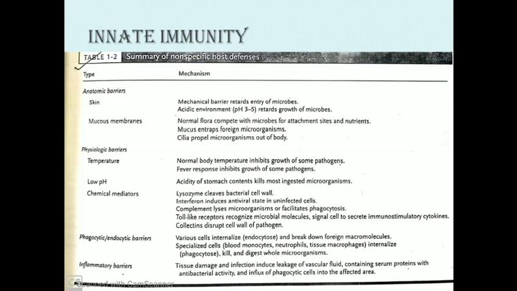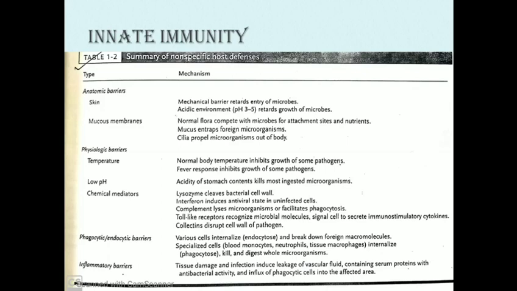Next is the physiological barrier. Now, what is a physiological barrier? First is temperature. Normal body temperature inhibits growth of some pathogens. This is true for some animals, like chickens, which have innate immunity to anthrax because their high body temperature inhibits the growth of the anthrax bacilli, Bacillus anthracis. At that temperature, the pathogen's body protein will be denatured. Fever response inhibits growth of some pathogens. In the same way, the pathogen's body protein will get denatured at high temperature.